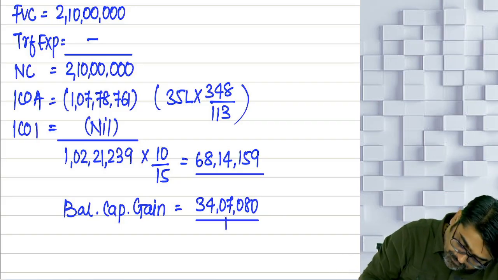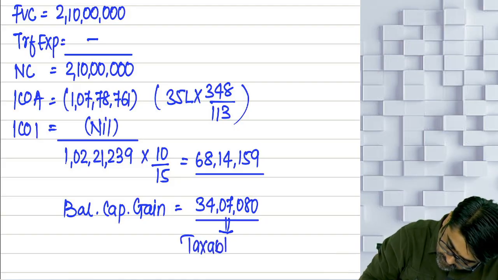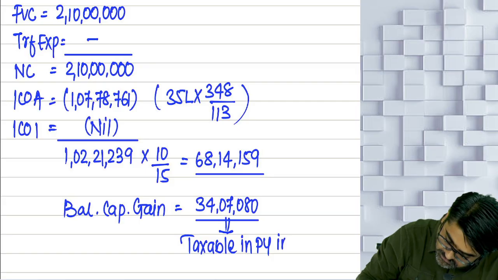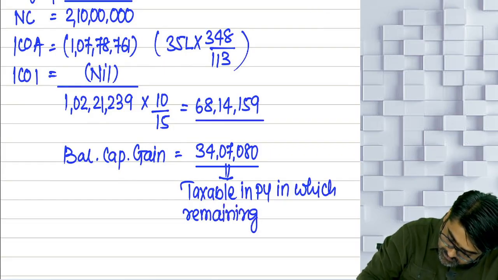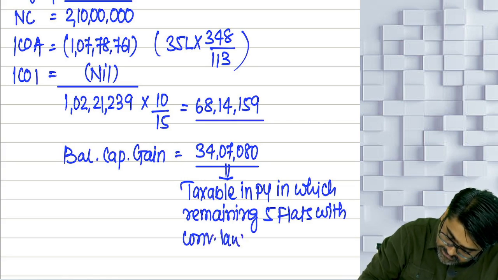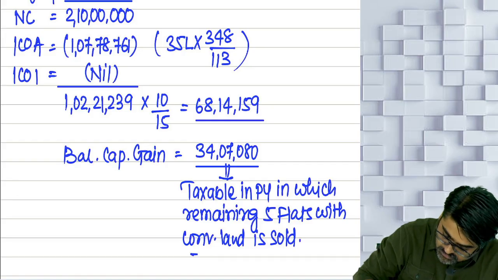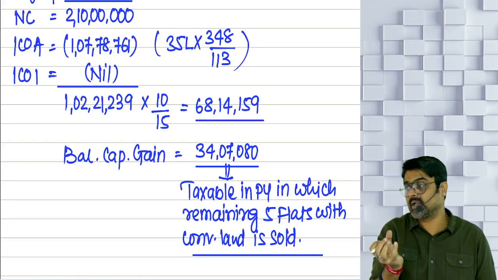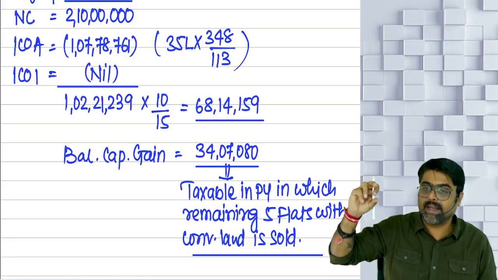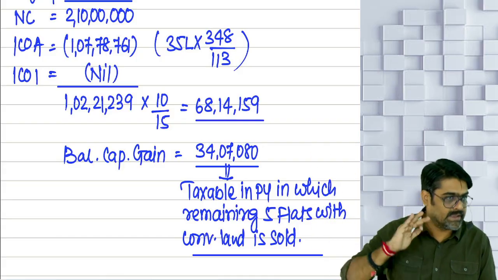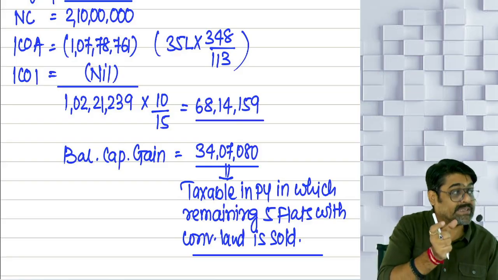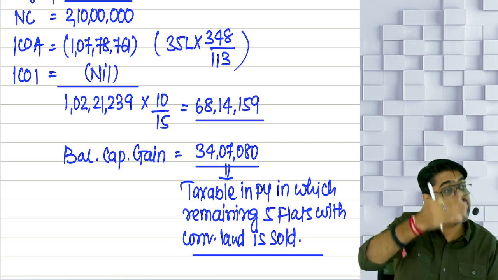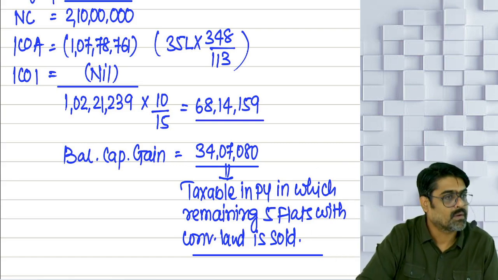Understanding? So this will be taxable in the previous year in which the remaining 5 flats with converted land are sold. So the year in which those 5 flats with converted land will be sold, in that year, this proportionate gain of the land will be taxable. This is not going to be taxed in this year. So out of the total gain which you have calculated, only this much gain will be taxable in this year. Because this is the proportionate gain of that land which is being sold as a stock in trade along with those 10 flats. Got it, sir?